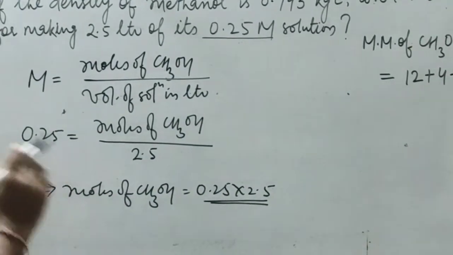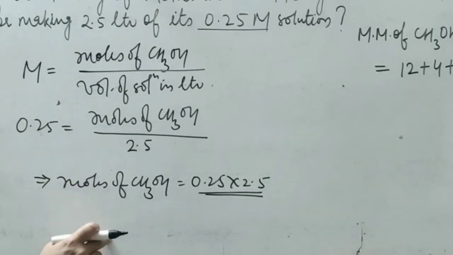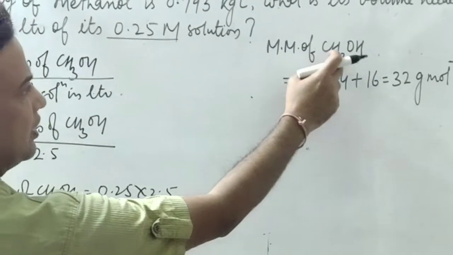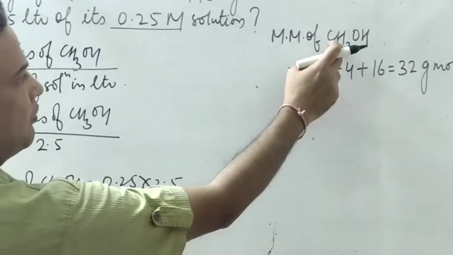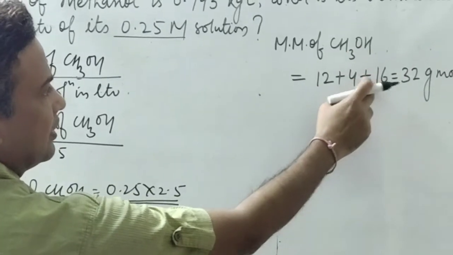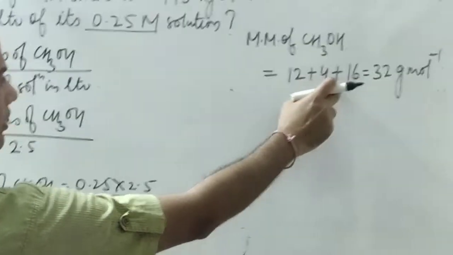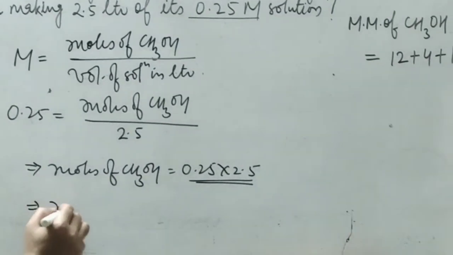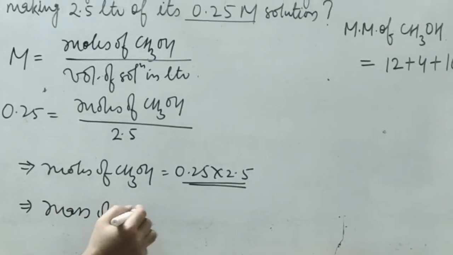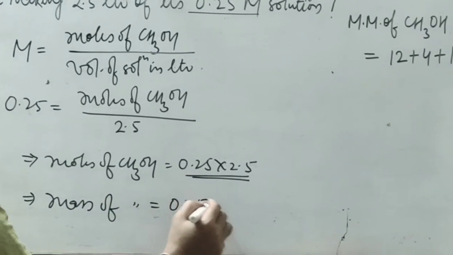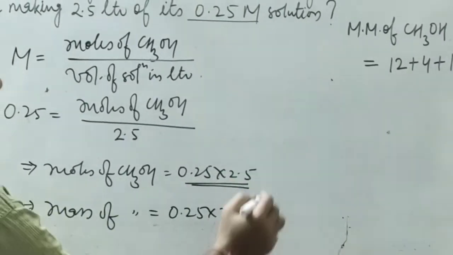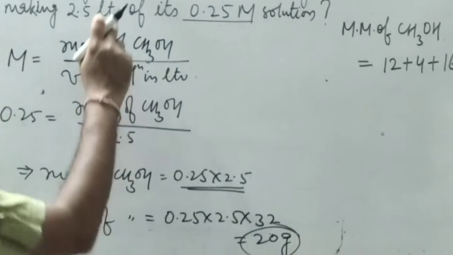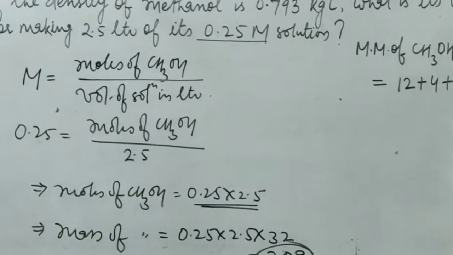What would be the mass of methanol required? Moles can be converted into mass by multiplying with molar mass. Molar mass of methanol, CH3OH: carbon 12, 4 hydrogen, and 1 oxygen 16. So it is 32. Molar mass of methanol is 32. Moles are 0.25 into 2.5. So what would be the mass of methanol? Mass of methanol is 0.25 into 2.5 into molar mass 32. It comes out to be 20 gram. Mass of methanol required to prepare this solution is 20 gram.